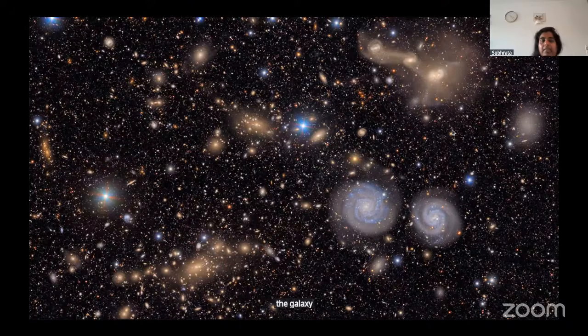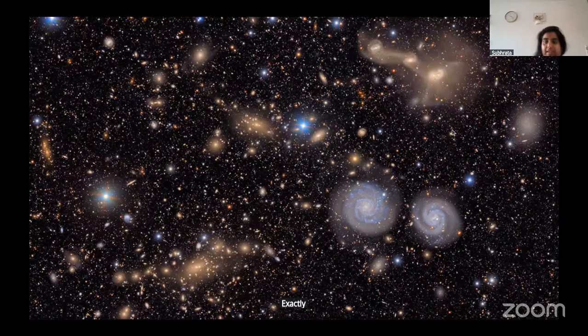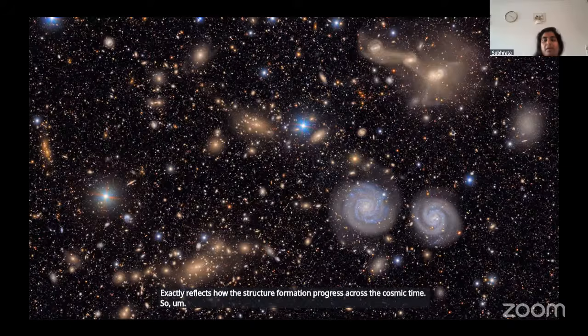Further, on the cosmic scale, when we zoom out, mergers are very important for galaxy growth. Hierarchical merging is a key path for building massive galaxies. Also, mergers trace cosmic evolution. That is, the merger rate reflects how structure formation progresses across cosmic time. So, needless to say, mergers are a fundamental driver of galaxy evolution.